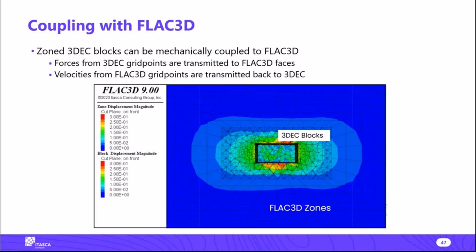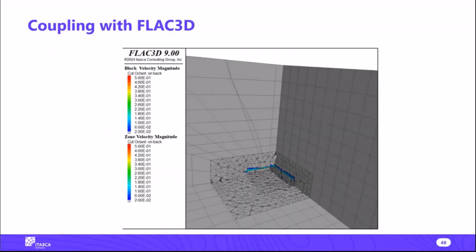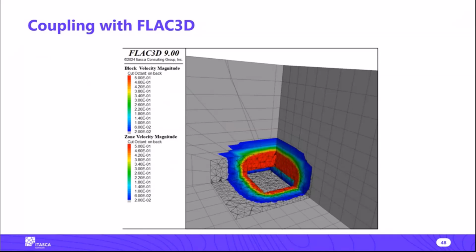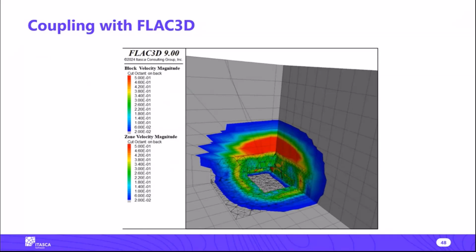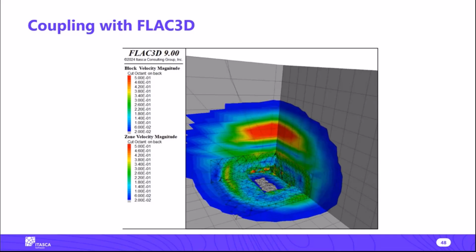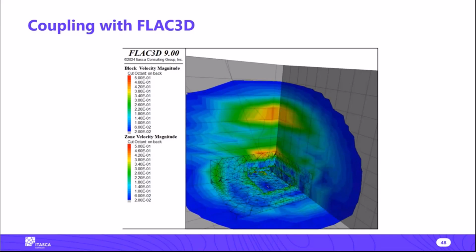This is a contour of displacement that results from doing an excavation. You can see how the contours are pretty continuous across the boundary between the 3DEC and the FLAC3D. It also works dynamically. So imagine we apply a pulse to the surface of that excavation, and the wave will just propagate right from the 3DEC part into the FLAC3D part, and it works pretty well.